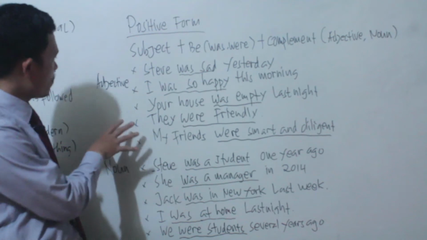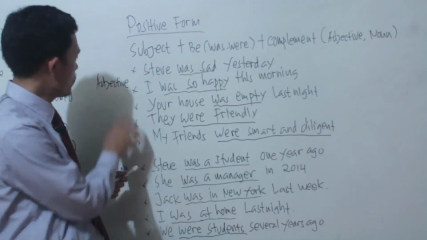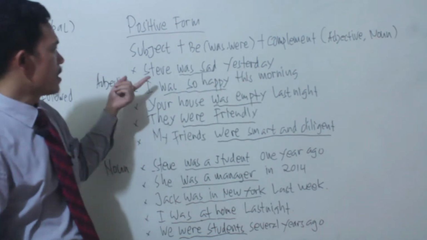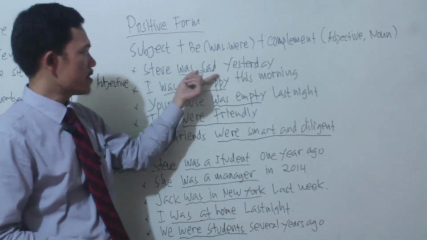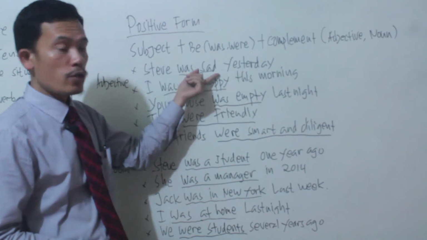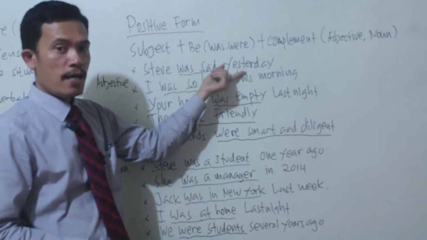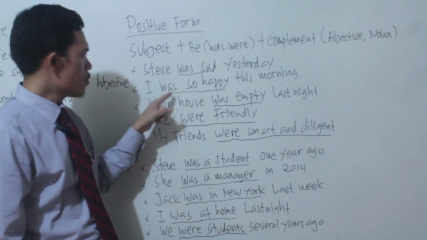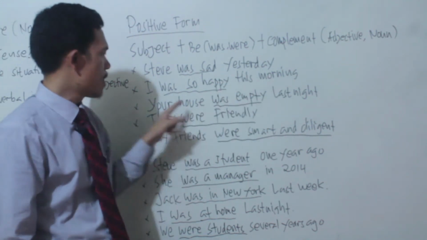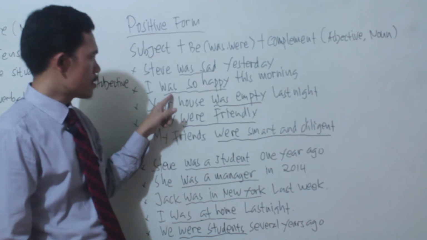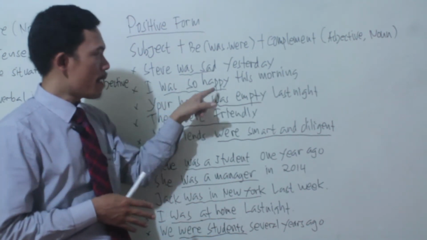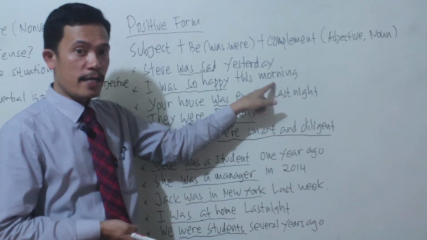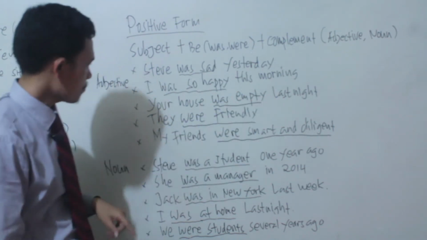Well, let's see some examples that I have put here. Number one, adjective. Steve was sad yesterday. Steve is the subject and was sad is the predicate, or we call non-verb, and yesterday is adverb of time in the past. Number two, I was so happy this morning. I is subject, was is linking verb or be, so happy is predicate or non-verb, and this morning is showing the time in the past.